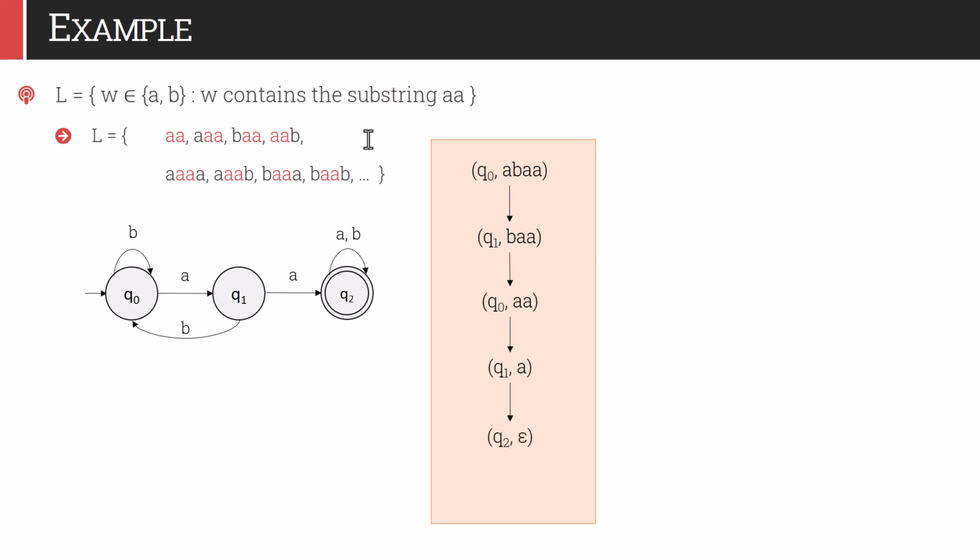And the entire string is consumed. So now we are left with epsilon. When we have epsilon as an input, we have to check whether the state we are in is a final state or not.